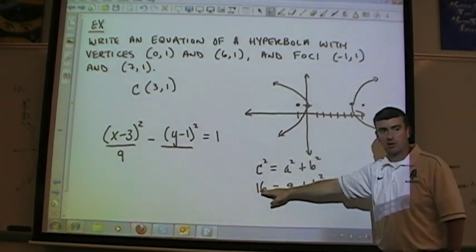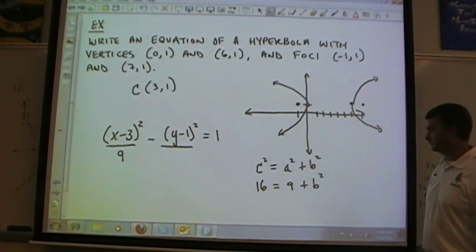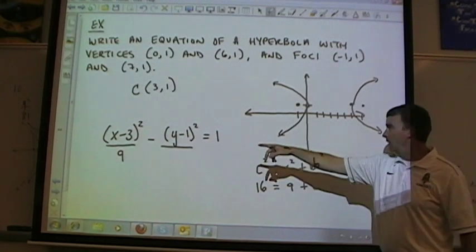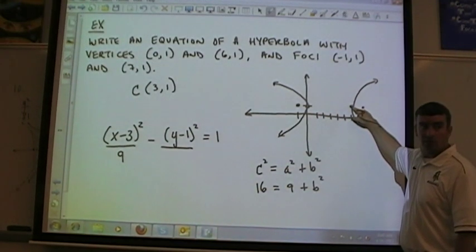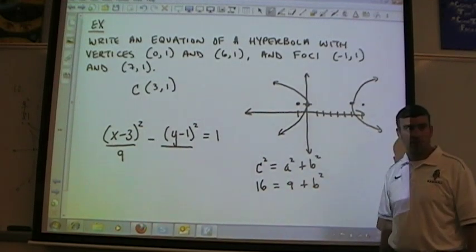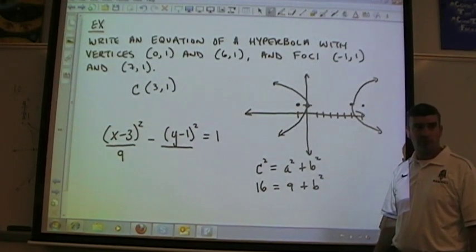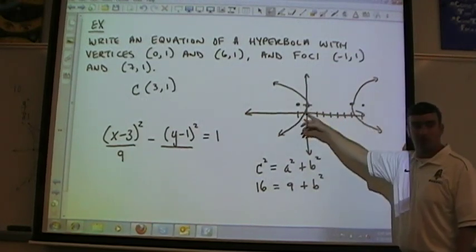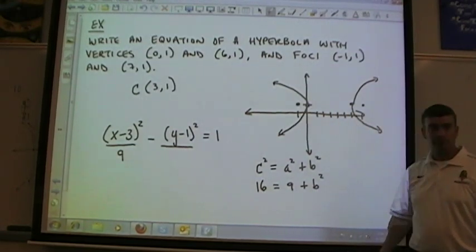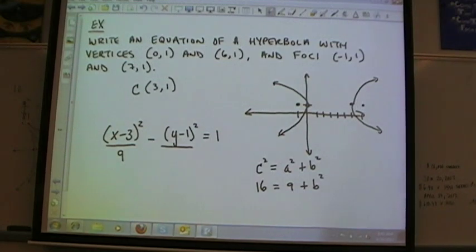We already know a squared. Where did you get the 9 from? We got that over here. The distance from the center to the vertex is 3, and 3 squared is 9. How do you know that's the x value? Because that's along the x-axis. It doesn't matter in this case what's a and b. That's for an ellipse, where a is bigger.